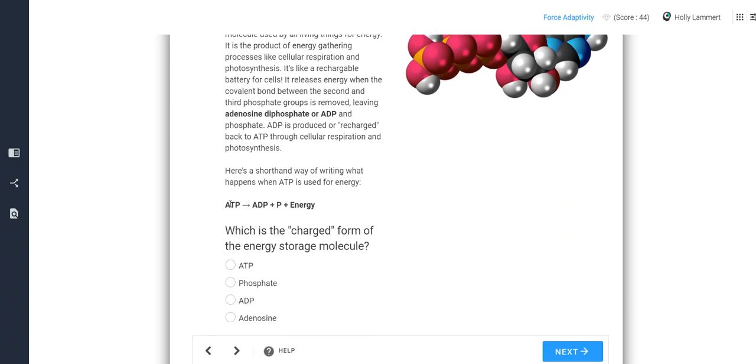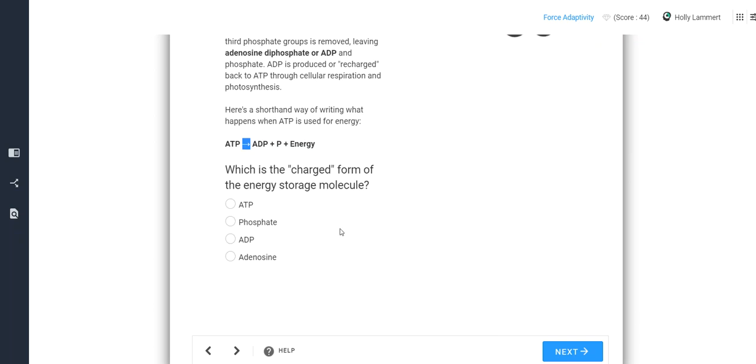Okay, so it looks like this, our chemical reaction. ATP, and this arrow, remember that means yields or goes to, ADP plus P plus energy. Which of the following is the charged form of the energy storage molecule? So the charged up form is ATP.